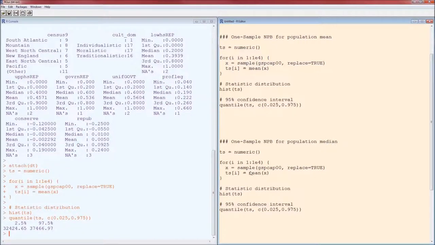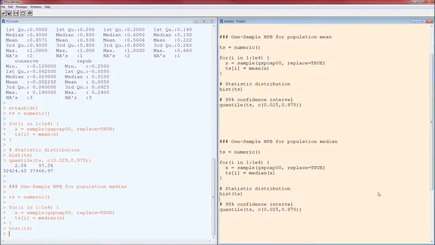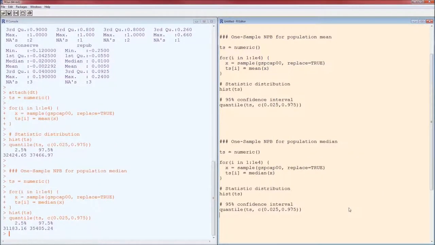Notice I copied and pasted, and notice where I'm just changing all the means to medians. Run that. Histogram. This is the estimated distribution of sample medians when taken from the population. This will give you the 95% confidence interval for the population median. We're 95% confident that the true population median is between $31,183 and $35,405.